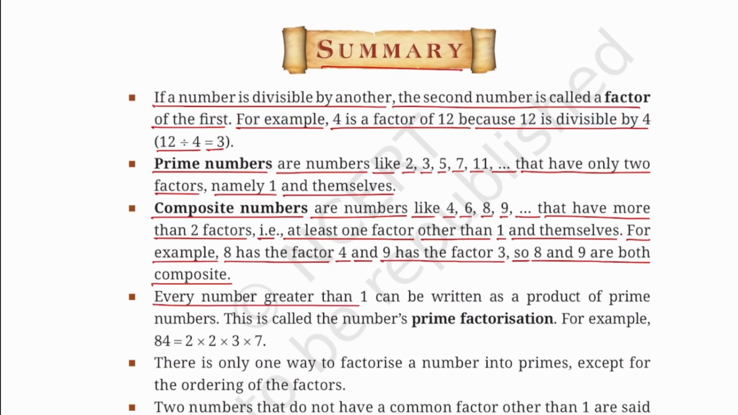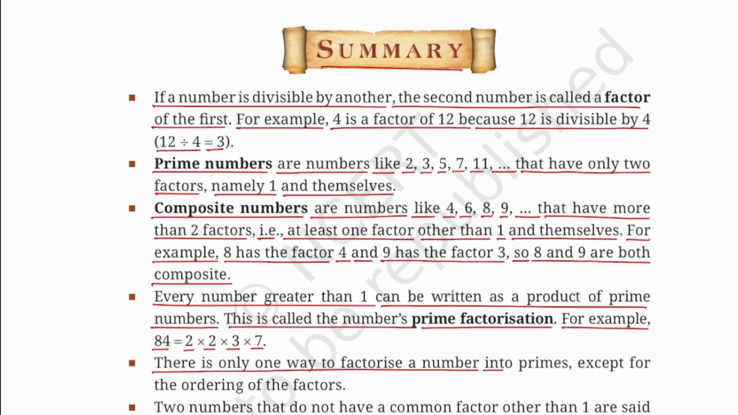Every number greater than 1 can be written as a product of prime numbers. This is called the number's prime factorization. For example, 84 is equal to 2 into 2 into 3 into 7. There is only one way to factorize a number into primes, except for the ordering of the factors.